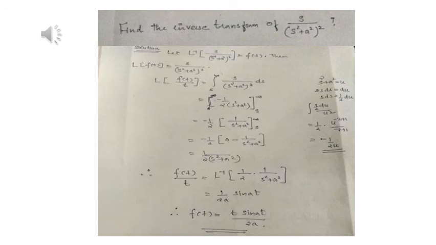So next question, find the inverse transform of s by s square plus a square the whole square. Here there is no 1 by s multiplied with this given function, so let us take the second one, that is division by t. Let L inverse of s by s square plus a square the whole square be equal to f of t. Then L of f of t is s by s square plus a square the whole square. Then L of f of t by t can be written as integral s to infinity s by s square plus a square the whole square into ds.